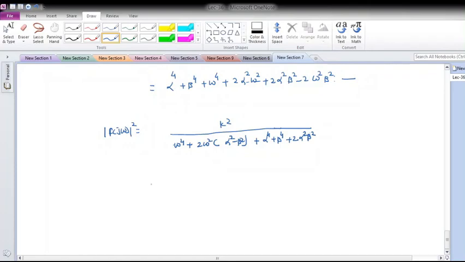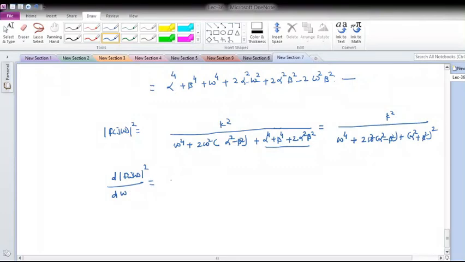Okay, and then I'll try to differentiate this term. This also can be written as alpha square plus beta square its square. So let me write k square over omega raised to 4 plus 2 omega square into alpha square minus beta square, plus alpha square plus beta square its square. Now let me differentiate it to find out the maximum value, with respect to omega.